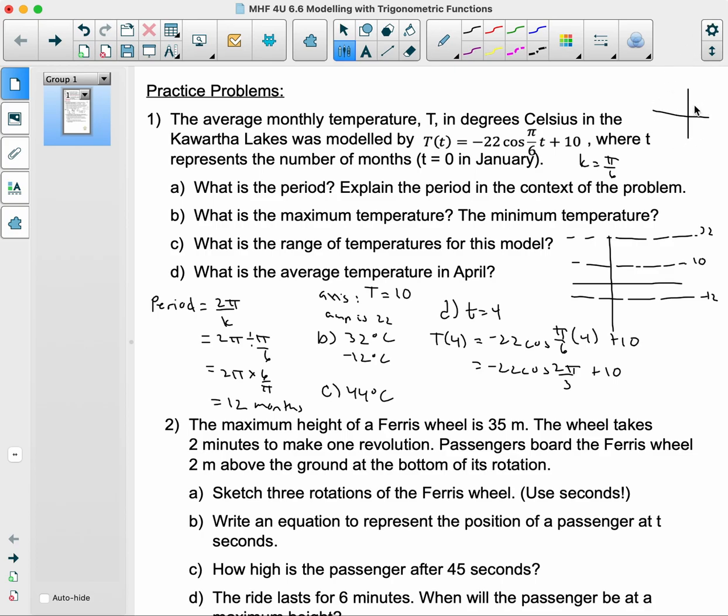So 2 pi by 3 is the same as 4 pi by 6. It's over here like that. Voila, 2 pi by 3. That means this is pi by 3, and that's pi by 6. So 1, 2, root 3. So my cosine of 2 pi by 3 is negative 1/2. So it's negative 22 times negative 1/2 plus 10. And that would be 11 plus 10, which is 21 degrees Celsius.